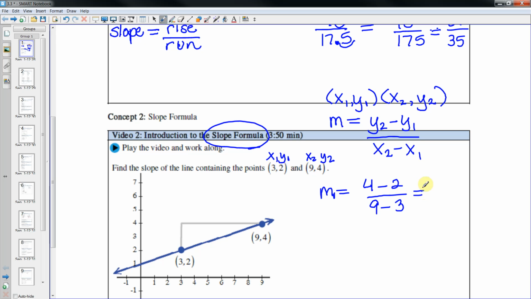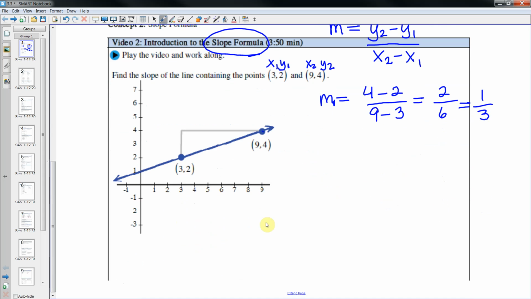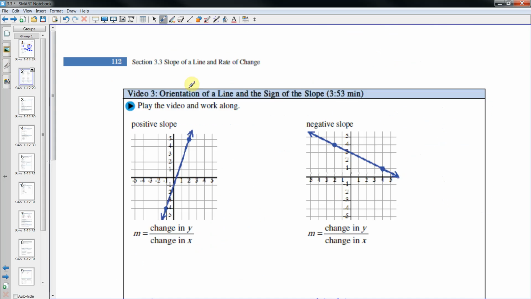And then let's just work it out. 4 minus 2 on top would be 2. 9 minus 3 on the bottom would be 6. And then that would reduce to 1 over 3. So what does that mean? Well, that means that if I'm going from the point 3, 2 to the point 9, 4, I'm rising, I'm going to use the 2 over 6. I'm rising 2 and I'm running 6. And then I get to the next point. That's going to come in handy when we start graphing using slope. Okay, let's do some more examples like this.